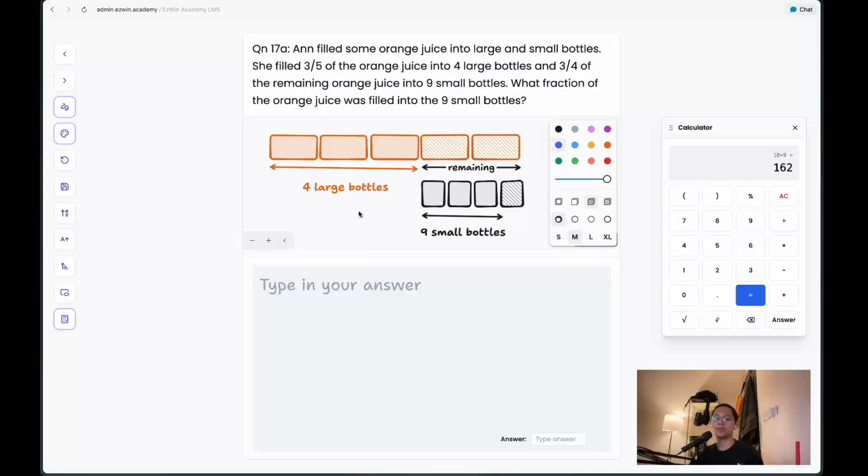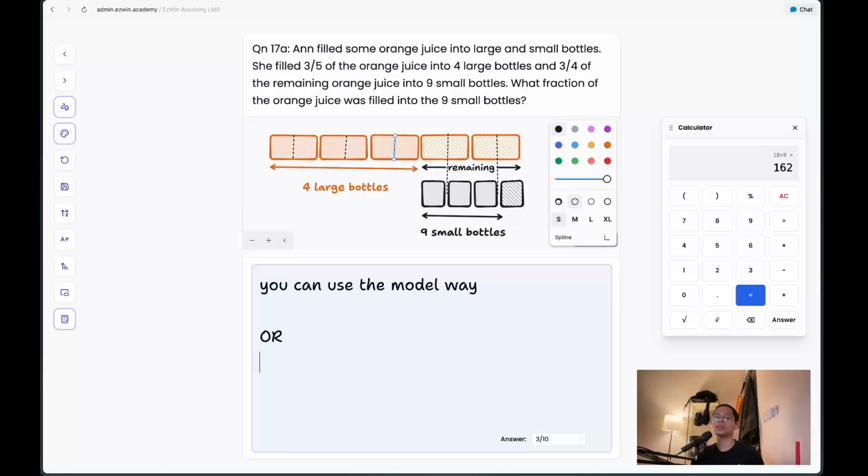So for this, we can actually split them up, because you could see that this is 1 and then this is 2. We split them up like this. Since we split this up, what fraction of the orange juice was filled in the 9 small bottles? If we split all this up over here, then we can just count how many are the 9 small bottles, which in this case is 3 out of 10. Okay, so you can use the model way, which will look something like this, or you can do it like this, right?